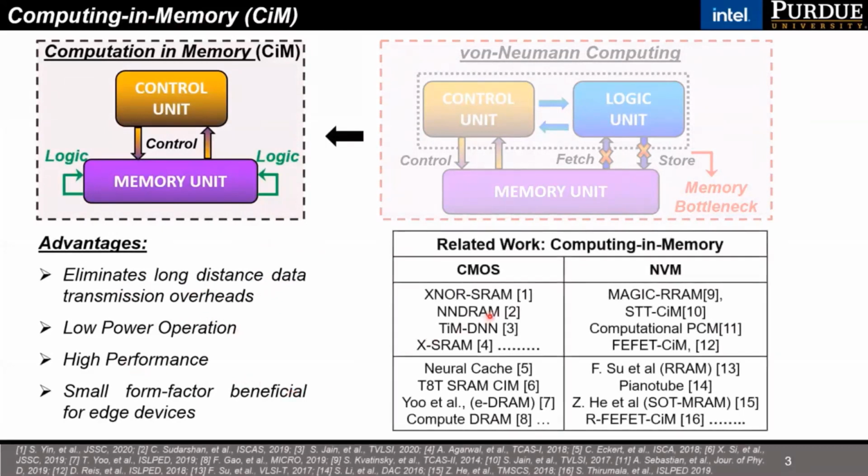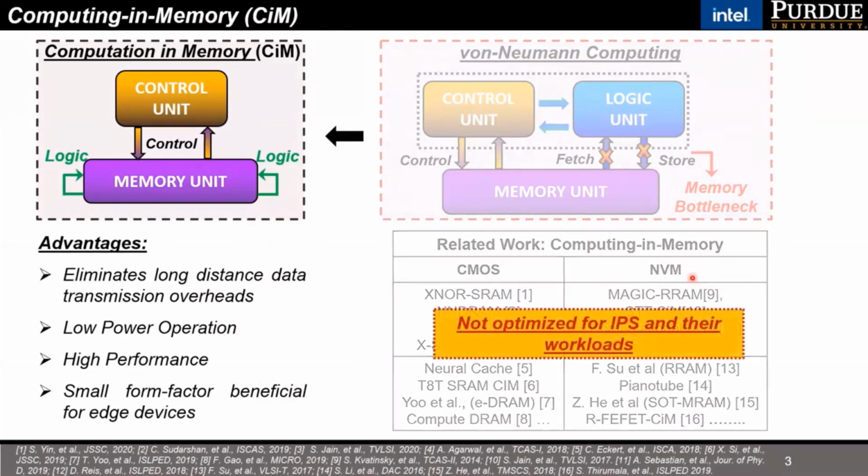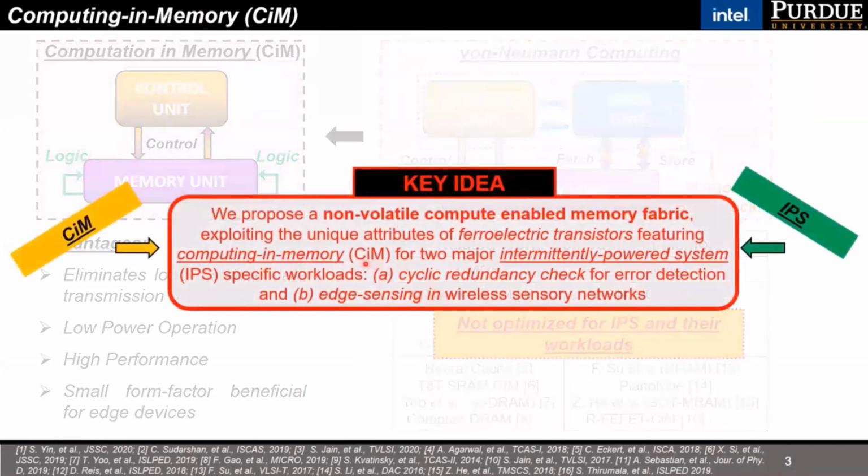Now, several research groups across the globe have looked at computing in memory using CMOS as well as post-CMOS emerging NVM technologies. However, they have not been optimized for IPS or their workloads. So to that effect, the key idea of this work is the proposal of a non-volatile compute-enabled memory fabric exploiting the unique attributes of ferroelectric transistors featuring computing in memory for two major intermittently powered system specific workloads, namely cyclic redundancy check for error detection and edge sensing in wireless sensory networks.